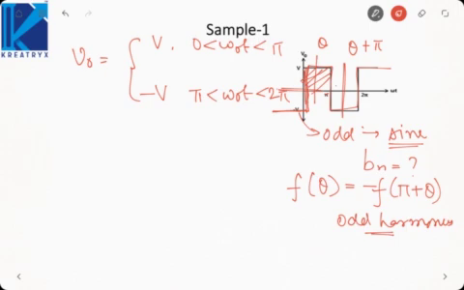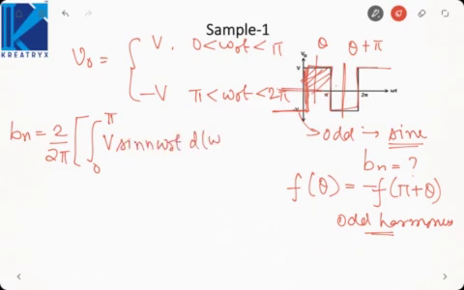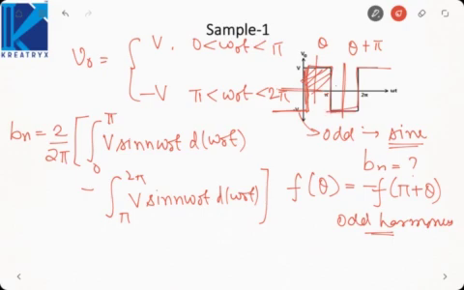Now let me derive the Fourier series coefficient. So Bn will be 2 by 2 pi. I am integrating in terms of omega naught t. From 0 to pi it will be V into sin n omega naught t d omega naught t, minus the integral from pi to 2 pi of V sin n omega naught t d omega naught t. Why minus? Because it is minus V. Now let me take this V common.